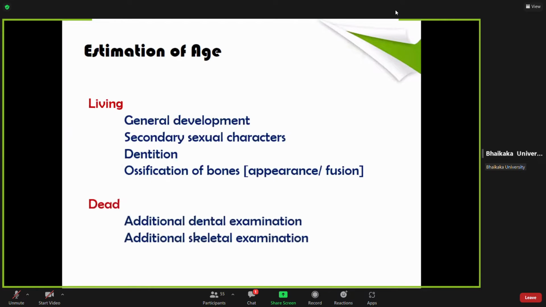Which is done in living or dead. In both the cases, for living, how can we do it? General development, secondary sexual characters, through dentition and the ossification of bones, which is done after the X-ray. In dead, there is an additional dental examination and additional skeletal examination. One by one we will see everything.